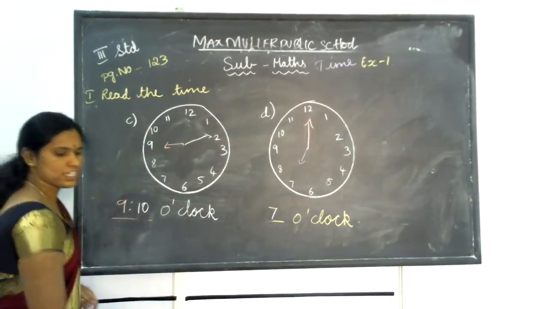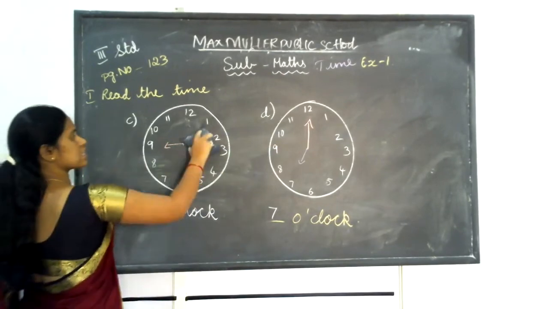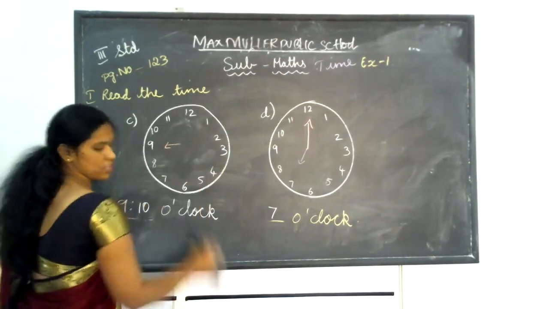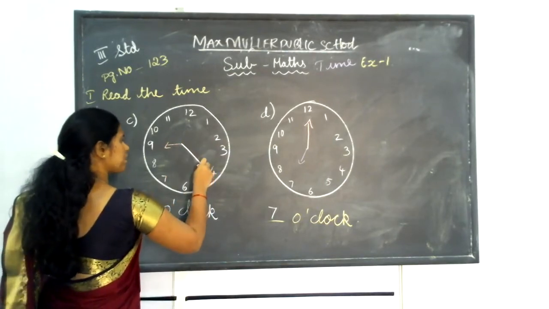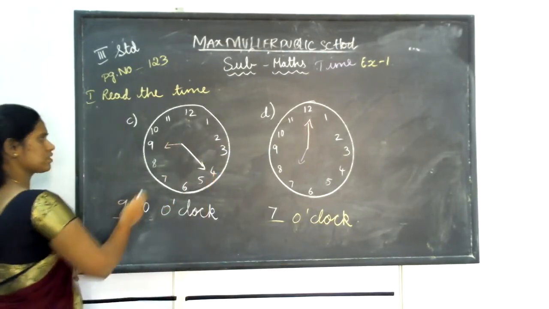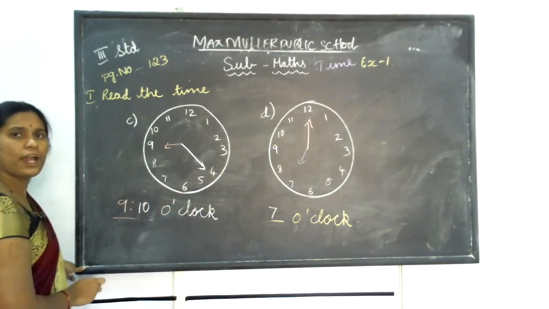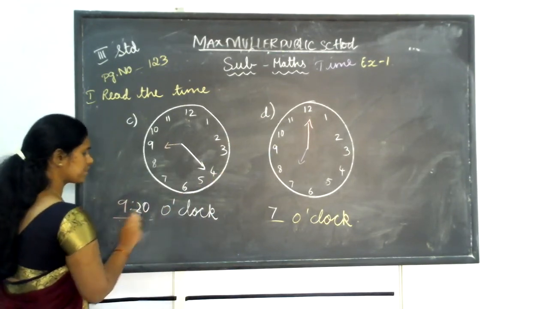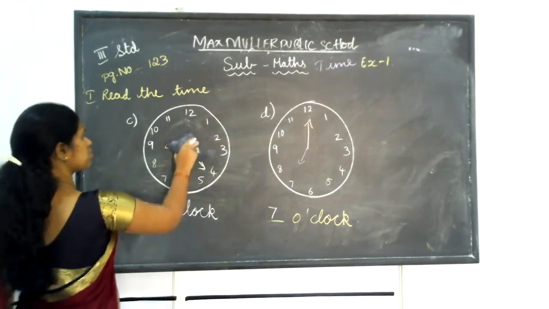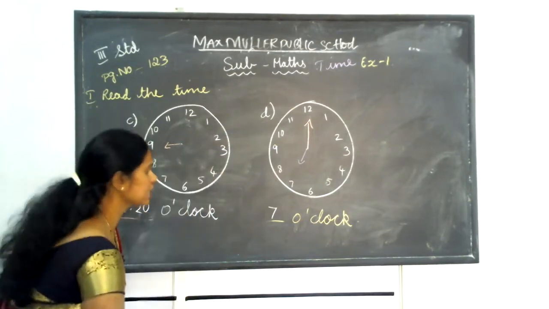If it is pointing towards 4, this is the long hand you have to see. You have to see the long hand. So see here, now it is pointing towards 4. So what is the time now? 9:20. Now for example, if it is pointing towards 3.